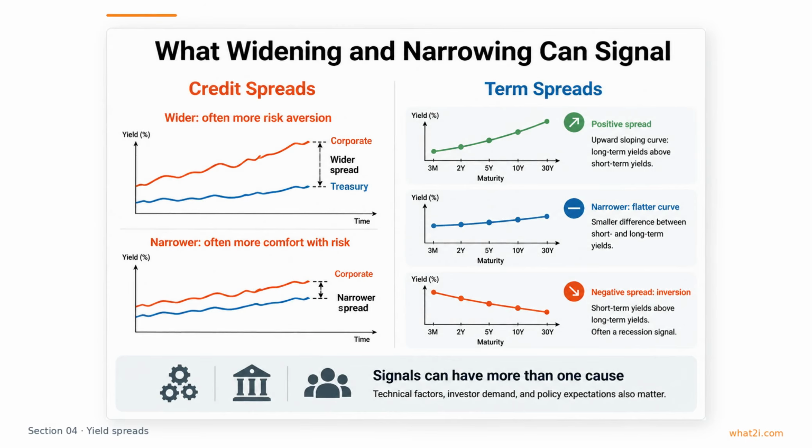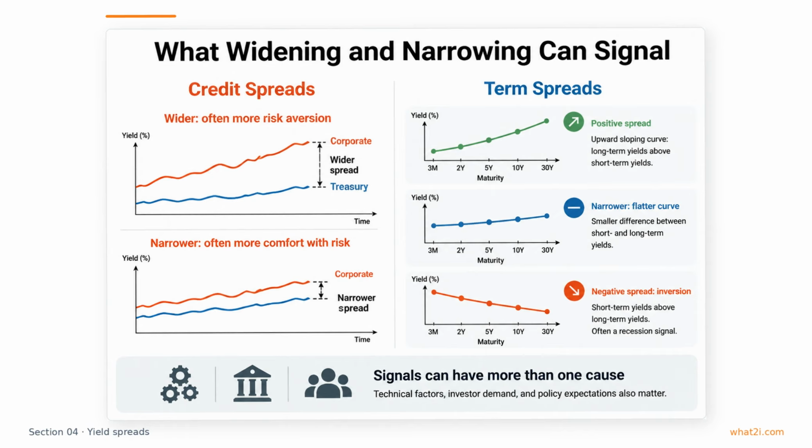The meaning of widening or narrowing depends on which spread you are studying. Wider credit spreads often point to more risk aversion, tighter financial conditions, or weaker confidence in borrowers. Narrower credit spreads usually suggest greater comfort with risk. Narrower term spreads, by contrast, mean the yield curve is becoming flatter. If a term spread goes negative, that is an inversion. And in all cases, it is worth remembering that spreads can move for more than one reason, including policy changes, technical demand, and shifts in inflation expectations.